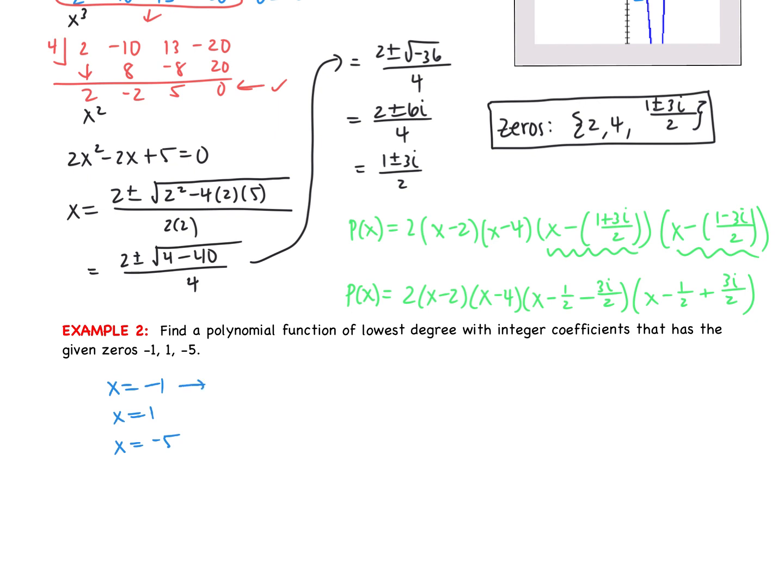If you remember then, we moved everything to the same side. So if I add 1, that would give me x plus 1 equals 0. If I move the 1 over, it gives me x minus 1 equals 0. If we move the 5 over, it gives me x plus 5 equals 0. All that does is tell us what our 3 factors are. So factor number 1 is x plus 1. Factor number 2 is x minus 1. Factor number 3 is x plus 5.